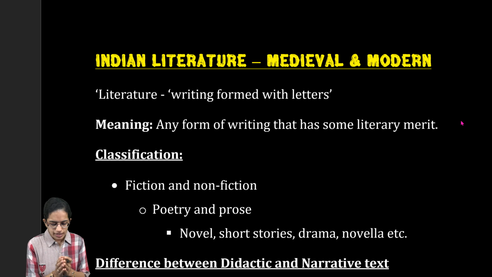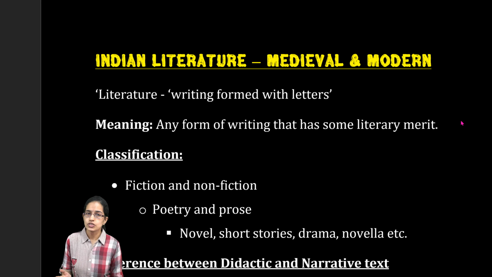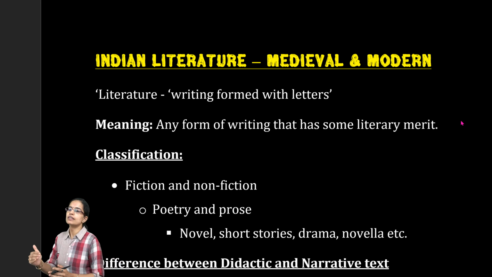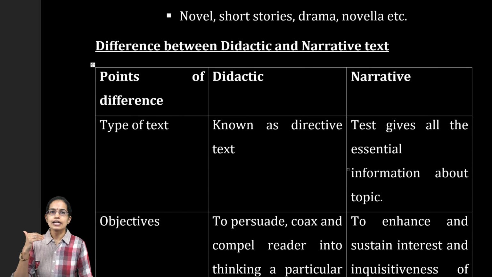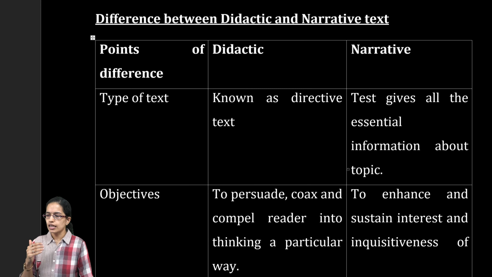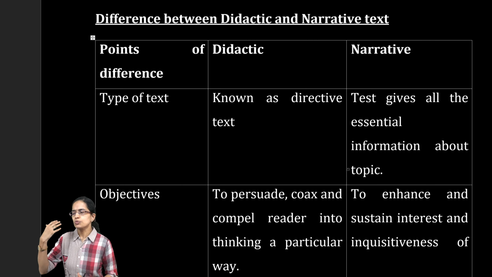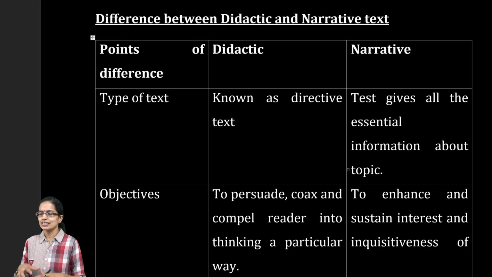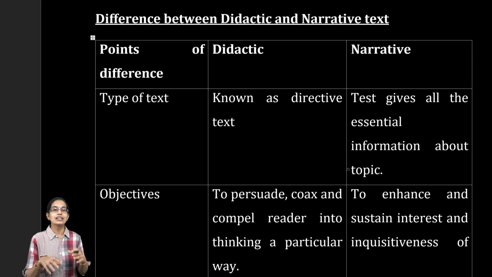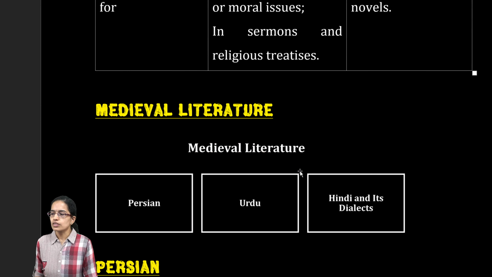Now what we are trying to understand is the difference between the didactic and the narrative styles, and later on we'll understand the medieval and the modern literature in detail. So when it comes to the didactic style, it's a kind of directive style. It aims to persuade the reader to think in a specific fashion. However, when it comes to narrative, it's more about giving information about the essential topic, as this lecture is, and it aims to enhance the interest and the inquisitiveness about a specific topic. So that is one of the major differences.